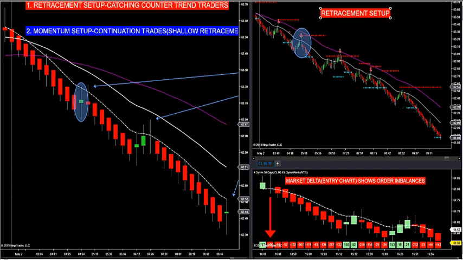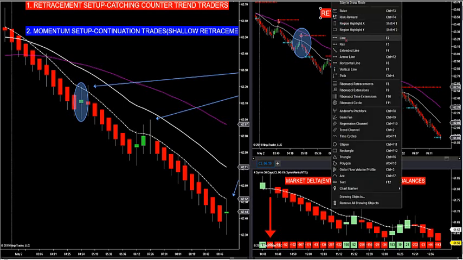Now I know my sim dots create natural resistance. If you look at every one of these trades, sim dots held on every single one of them. They held on every single one, and then we go into momentum setup right here, which I'm going to show you. These are momentum trades right here. So retracement trades are deeper retracements.